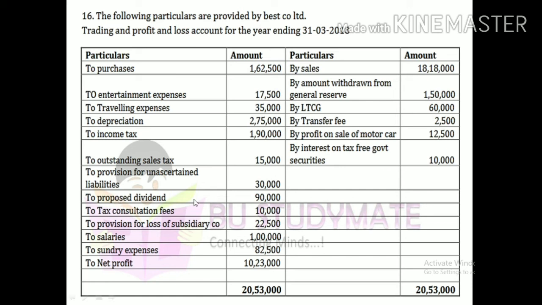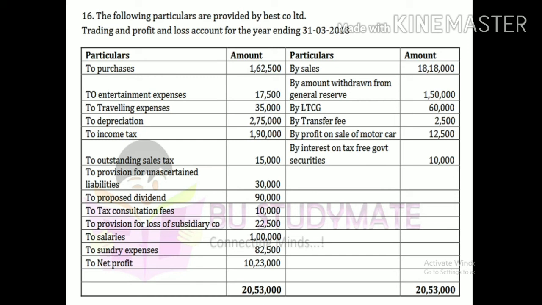Then next one, proposed dividend. Proposed dividends should be added back to the profit in MAT provision. Then tax consultation fees, ignore. Then provision for loss of subsidiary company should be added back to the profit in MAT provision. Then salaries, ignore. Sundry expenses, ignore. Okay, these are the items that should be added. That's it. Next one, statutory deletions.